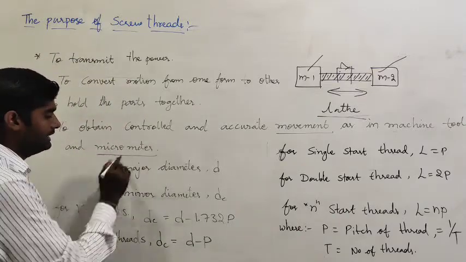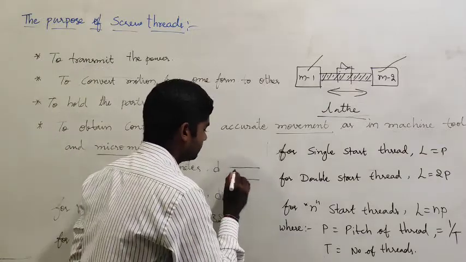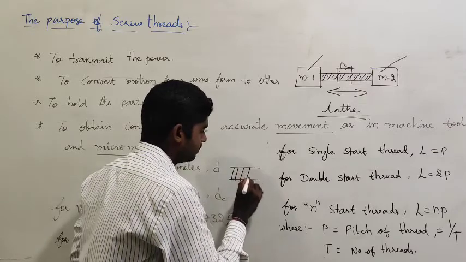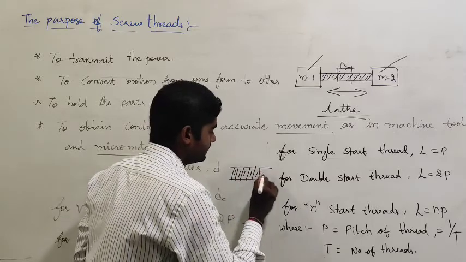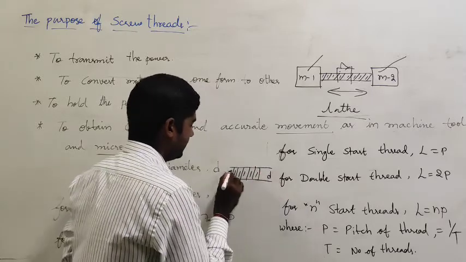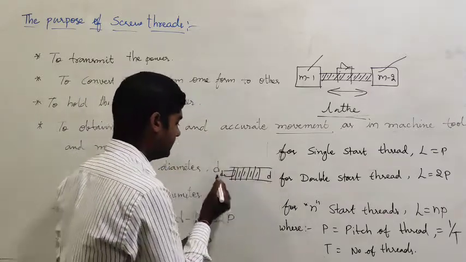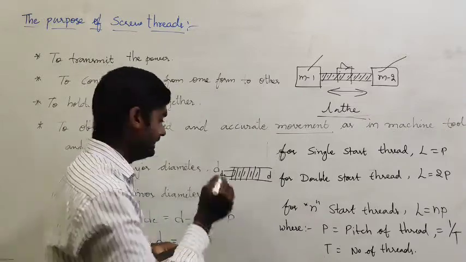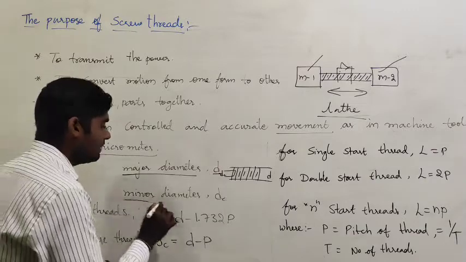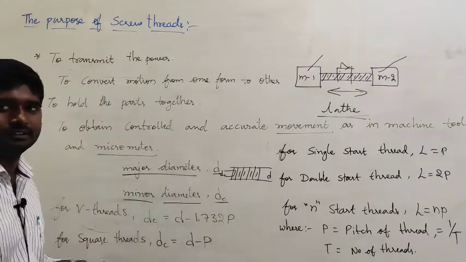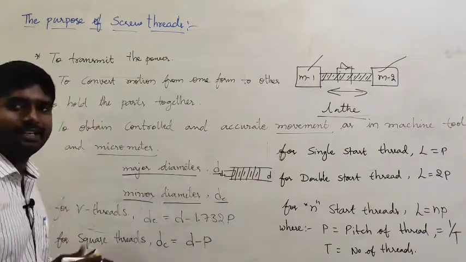Next, micrometers, and in this one there is a screw thread. In this screw thread there is an outer diameter D and an inner diameter DC, or major diameter and minor diameter. Major diameter is denoted by small d, and minor diameter is denoted by DC.